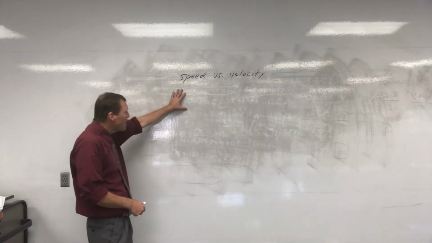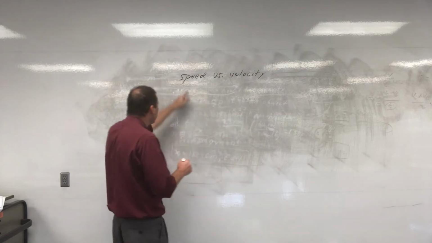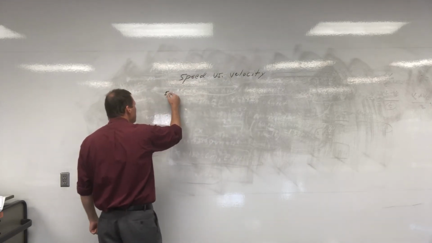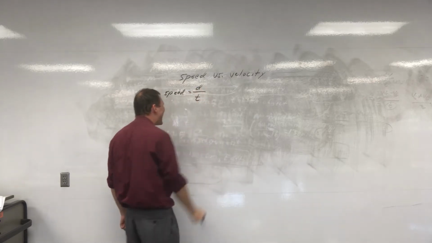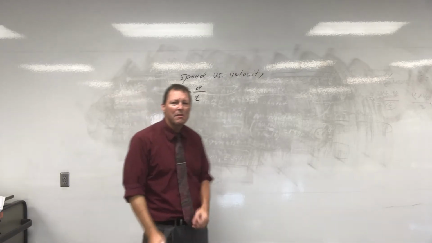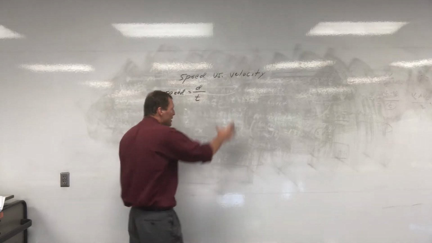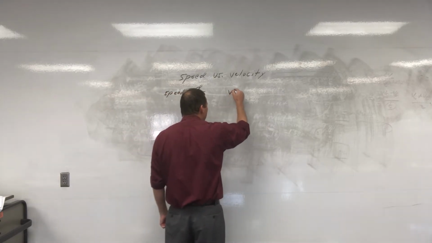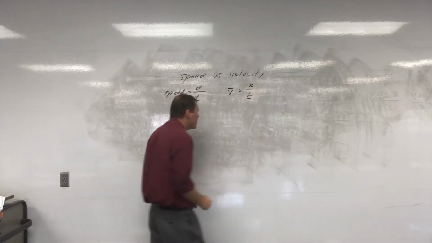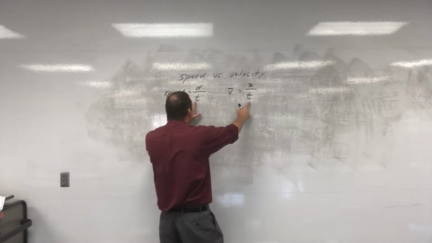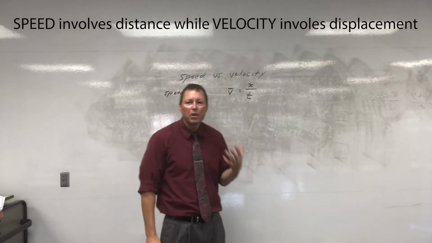All right, so let's go ahead and give these some definitions, or we'll put some formulas up there for you. So first of all, speed. Speed equals distance divided by time. So that's the formula. The amount of distance you travel over the amount of time it takes to travel that distance. Velocity is going to be a little bit different. Average velocity equals displacement over time. So both involve time, however, speed involves distance and velocity involves displacement.